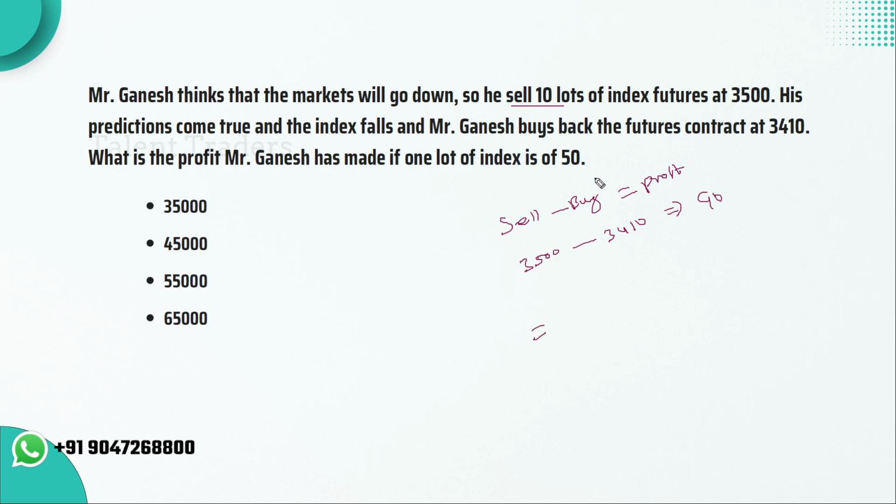Okay, so how much did Ganesh make if one lot of index has a lot size of 50? 90 into 50. So how much did he make on one lot? 4,500. But they are asking about 10 lots, so the answer is 45,000. He made a profit because after his sale the market went down, so he easily made the profit of 45,000.